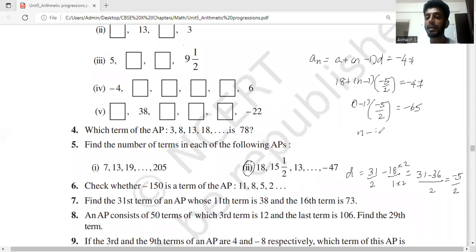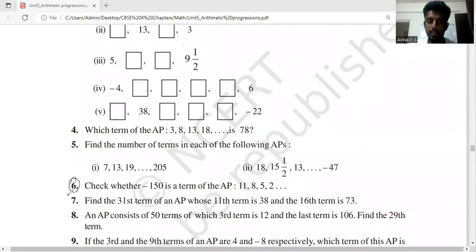And finally, n minus 1 is equal to minus 65. This 2 goes to the other side, becomes multiplication. Minus 5 becomes division. Minus minus get cancelled. 5 and 65 will get cancelled 13 times. So you get n minus 1 is 26 and n is 27. So this is the value of n, which means the 27th term is minus 47.